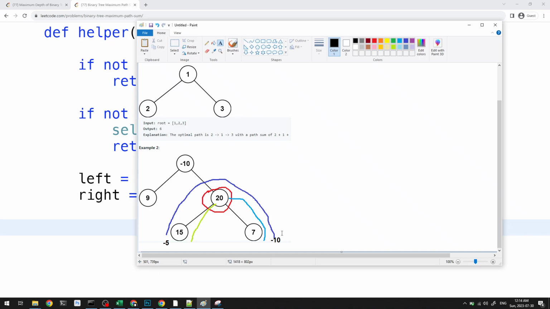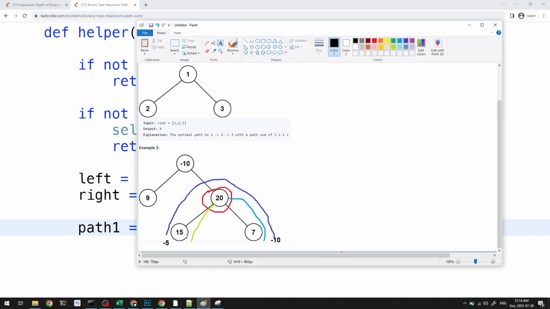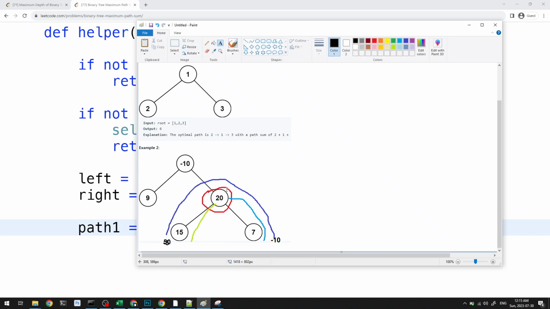Now, what are some potential paths that we can take? Well, one potential path is we can take the left-hand side plus the root plus the right-hand side. So that is path 1, which is left plus root.val plus right. That is one potential path. What is another potential path? Another potential path is what if the left-hand side is something like 50, right? Then 50 plus 20 will obviously be more than 20 plus whatever, like -10. So in this case, we'll just take the left-hand side. What if in the other case, the right-hand side is bigger than the left-hand side, and the left-hand side is negative? If this is swapped, then it would make sense to just take the right-hand side.